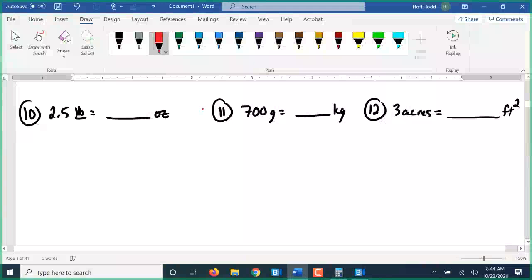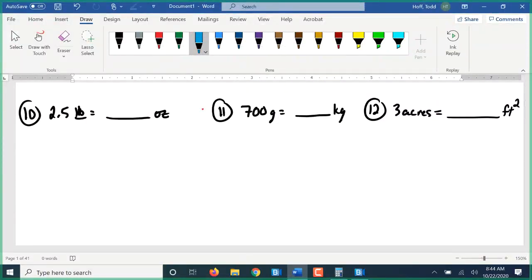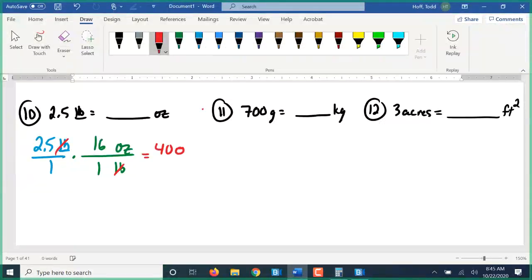Then we make a little bit of a switch over here for a moment into our mass and weight units. We have 2.5 pounds going into ounces. With that 2.5 pounds over 1. Pounds would go on bottom so they cancel out. 1 pound is 16 ounces. So our pounds cancel out. 2.5 times 16 is 40 ounces. 1 times 1 is 1, so that is just 40 ounces.